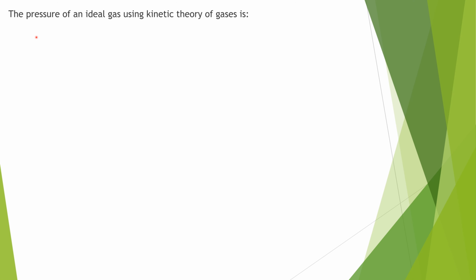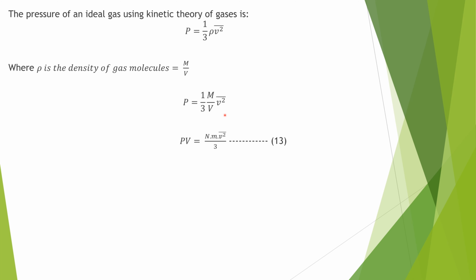For that, we know that the pressure of an ideal gas using the kinetic theory of gases is P is equal to 1 upon 3 rho v square bar, where rho is the density, which is equal to mass per unit volume. So I just put the value of rho in the above equation. The equation changes to 1 upon 3 into capital M upon V into v square bar. Or PV is equal to N into small m v square bar upon 3, where capital N is the number of molecules and small m is the mass of one molecule. I mark it as equation number 13.